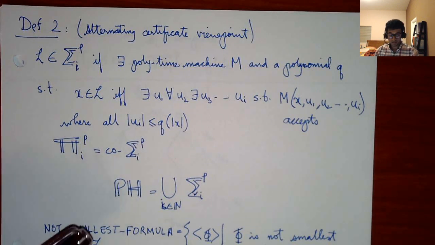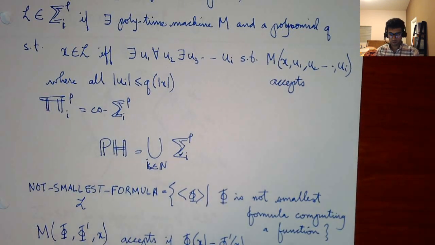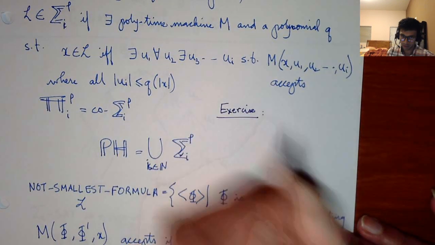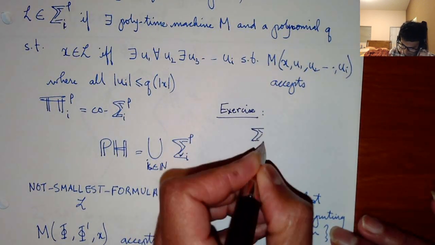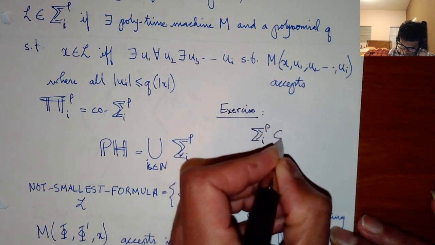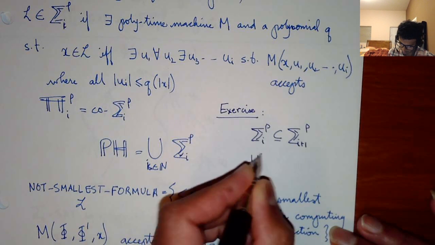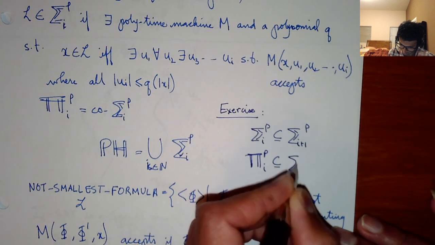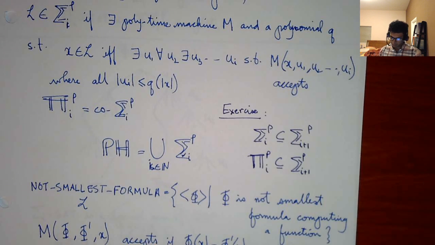And what you can argue, and this is a small exercise that you can do, and you can see this just by the way the quantifications are structured, is that obviously sigma i is a subset of sigma i plus 1. It's not hard to show that pi i is also a subset of sigma i plus 1. So both sigma i and pi i are subsets of sigma i plus 1.